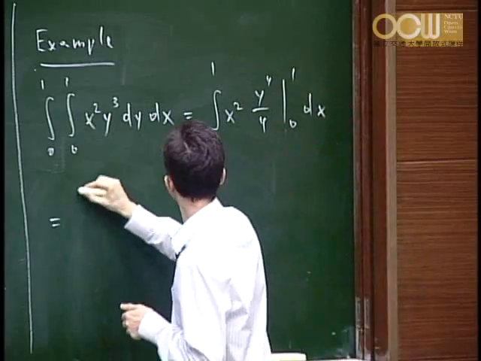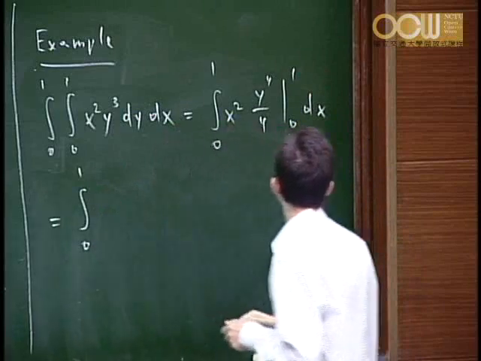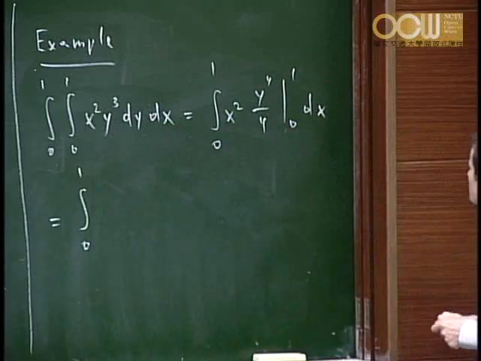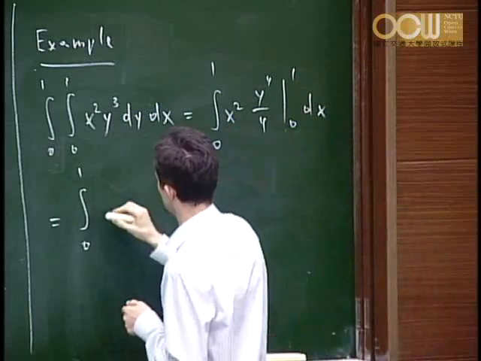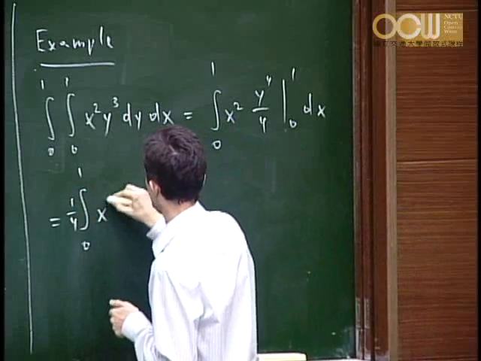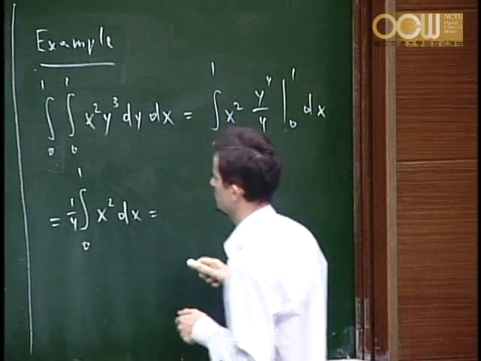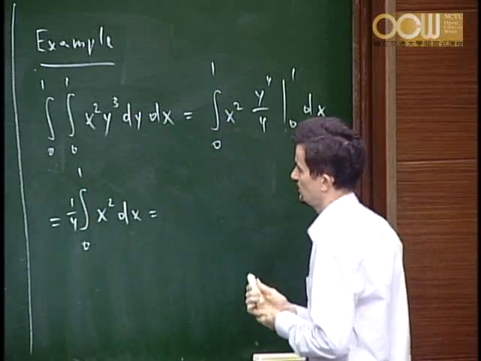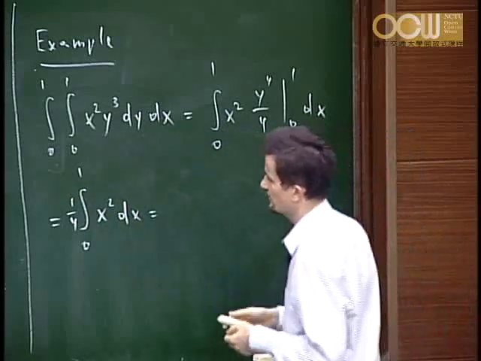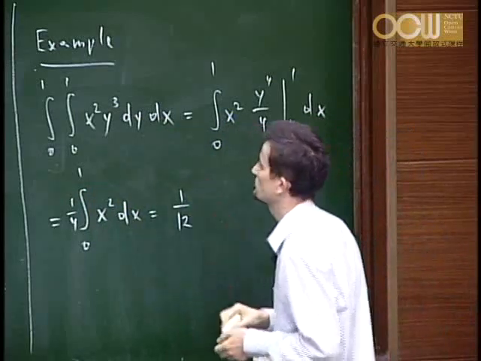And now this is the integral from 0 to 1. Okay, and then what do you have? 1 over 4, and then you have your x squared dx, and again we can use the fundamental theorem of calculus, and what we get is 1 over 12.